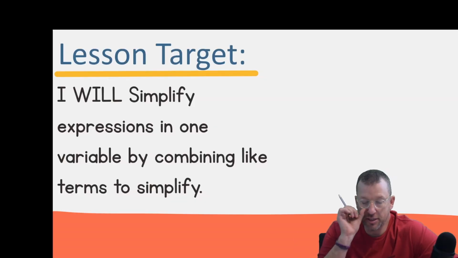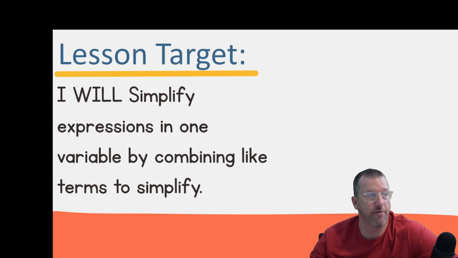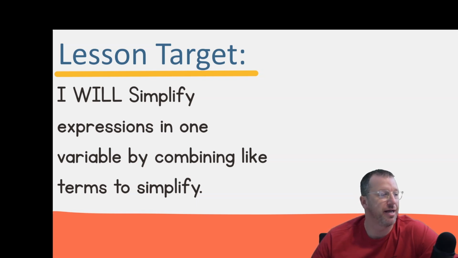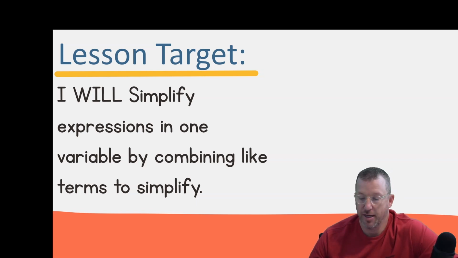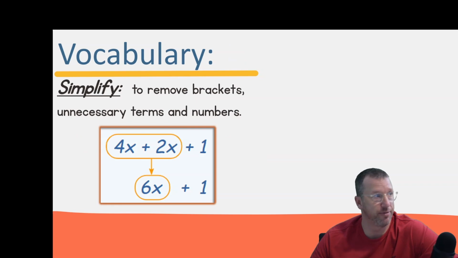Like I said, today we're going to simplify expressions that have one variable by combining like terms. Now, the examples I'm going to show you today are going to be quite a bit harder than one variable. So to do one variable is going to be real simple. So let's do a little vocabulary.